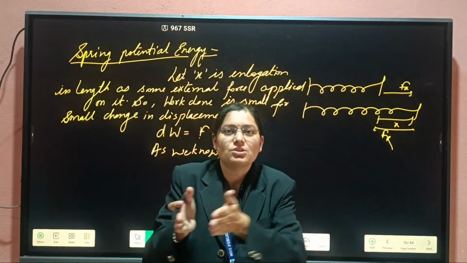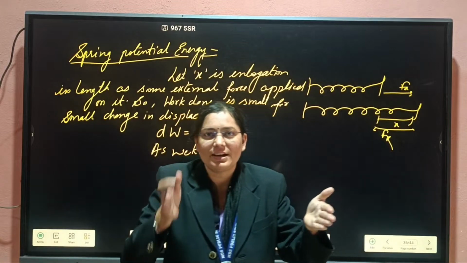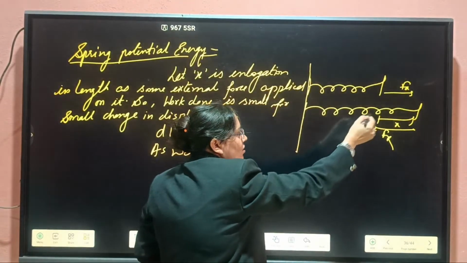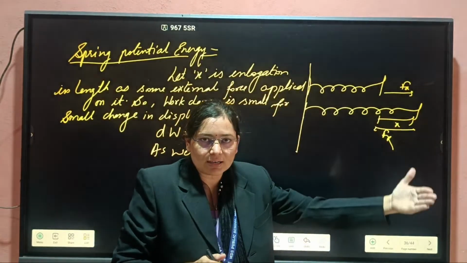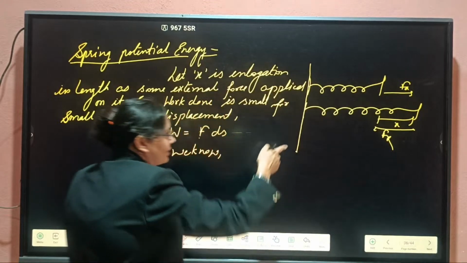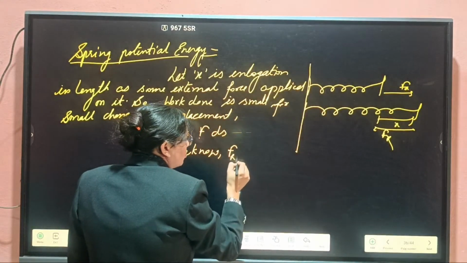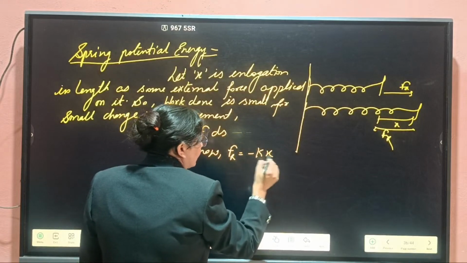It is not that we lifted the spring from here and shifted it over there. One end of the spring is fixed. We are only elongating one end. Clear? So during this, the force that will be active is known as the restoring force. So here F will be equal to minus kx.